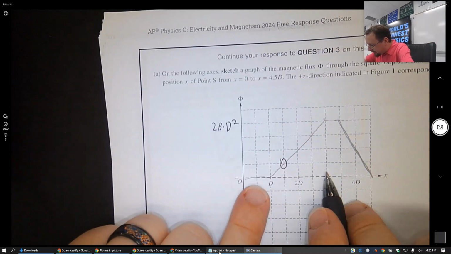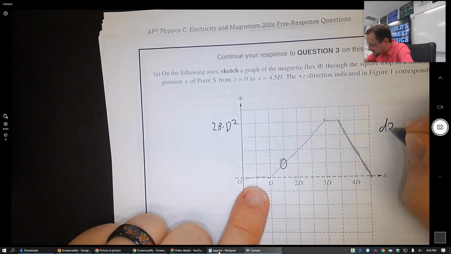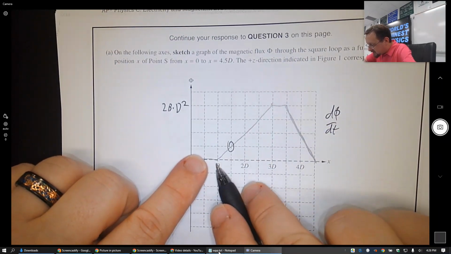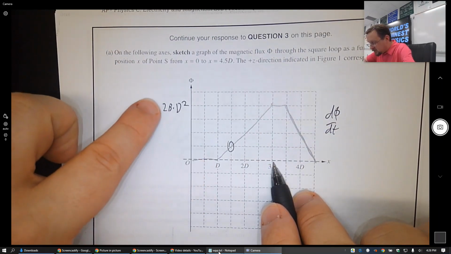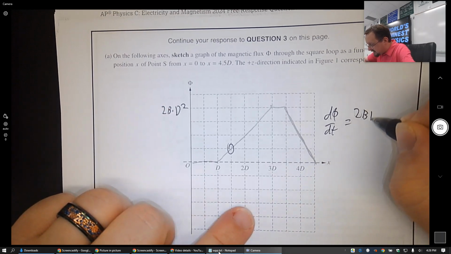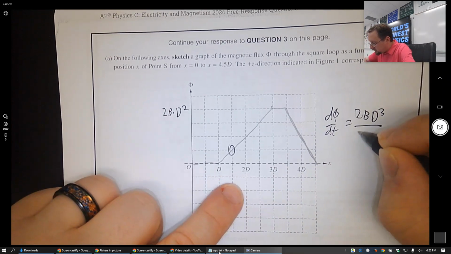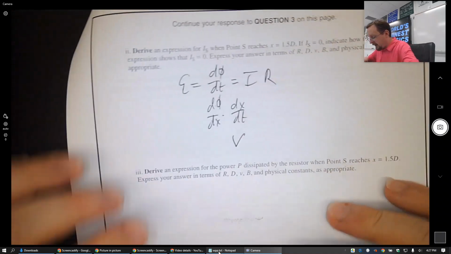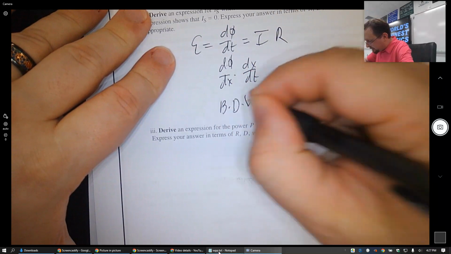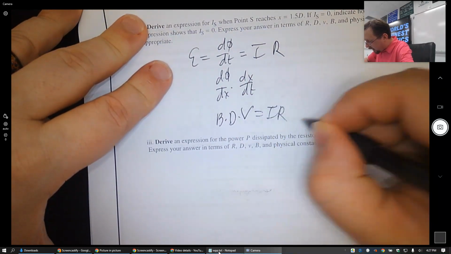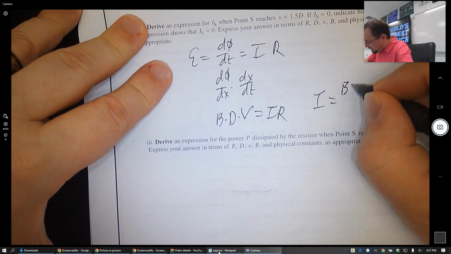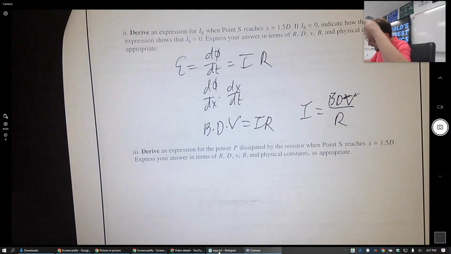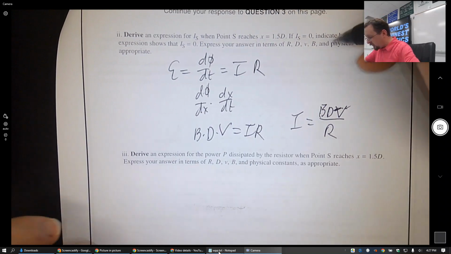So now d flux d time is going to be 2B d squared over 2d. Cancel, cancel, cancel. It's just B times d. So this is going to be B times d times velocity equals IR. So the I is B d v over R. That's velocity v. Okay, I think that's allowed. Yep, those are all the letters I'm allowed to use.